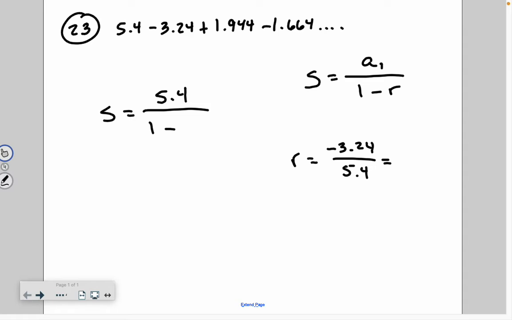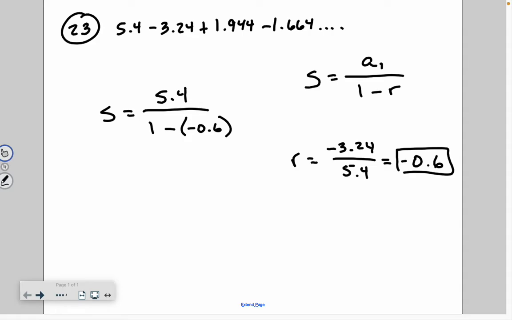Even if I took the third and the second one, if I took 1.944 and divided it by negative 3.24, you should get the same ratio. If it's geometric, that ratio should be the same every time. What is the answer for that? Negative 0.6. You can leave that as a decimal, or that's negative 3/5 if you wrote it as a fraction. So that means this negative 3.24 is negative 3/5 of 5.4, and 1.944 is negative 3/5 of negative 3.24. Okay, so there's your common ratio, which we can now plug in.